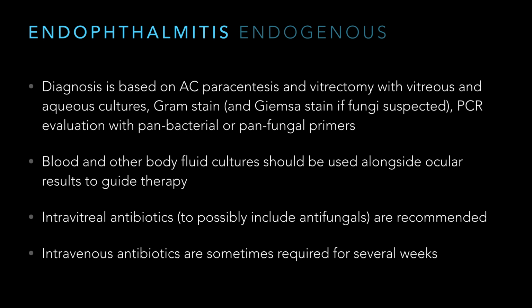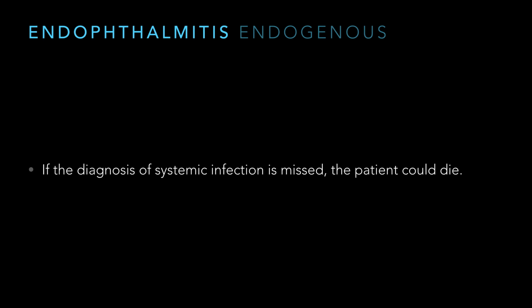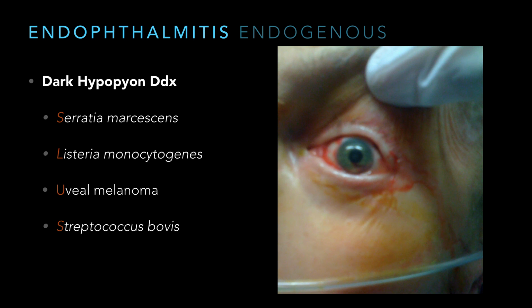Anyway, and then the diagnosis, again, we've already talked about most of this stuff to some degree. You've got to get your sample of fluid. You've got to do a Gram stain, Giemsa stain if you suspect fungi. You want to do PCR if you can. Culture blood and urine or whatever that is that might give you a clue as to what's going on. And then you do your intravitreals, intravenous sometimes. Again, doesn't really follow EVS, right, because it's endogenous. If you miss it, the patient could get septic, they could die, right? So you should keep that in the back of your mind. If something isn't adding up, could this patient have something else going on?